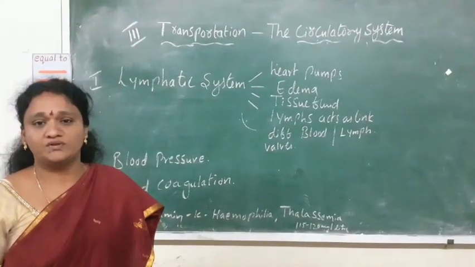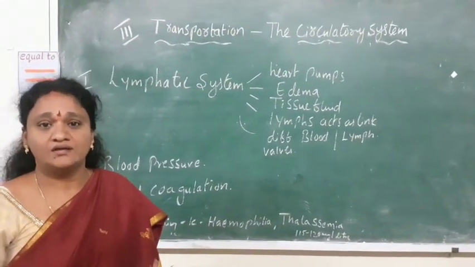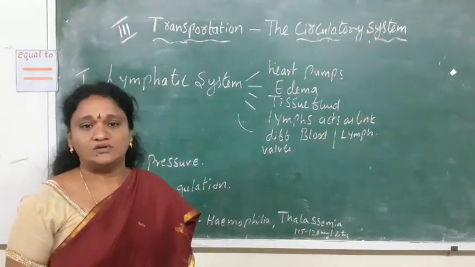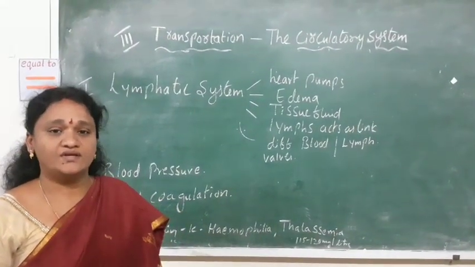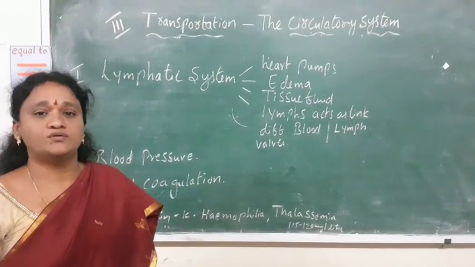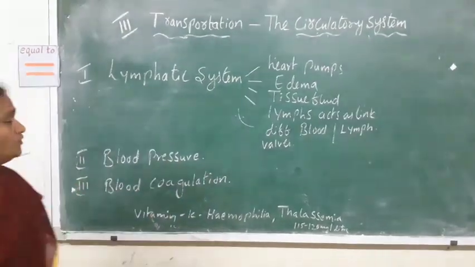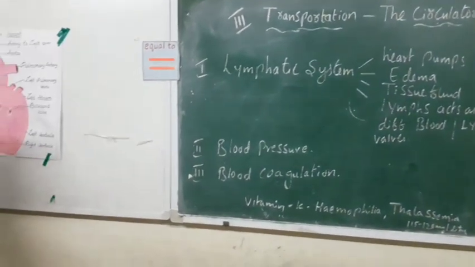Yesterday we have seen about the internal structure of the heart and we have seen about the cardiac cycle. Next we have seen about the evolution of the transport system in various organisms, that is from lower groups to higher groups. So before going to today's lesson, let's recapitulate the internal structure of the heart. We have seen about the internal structure of the heart yesterday.